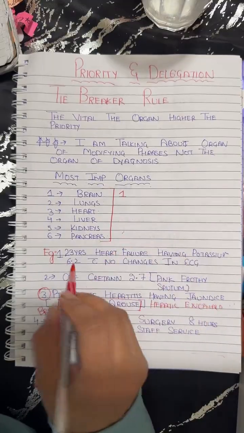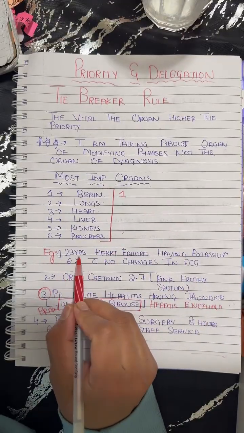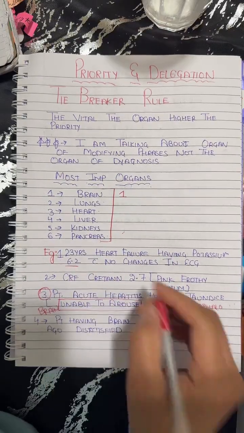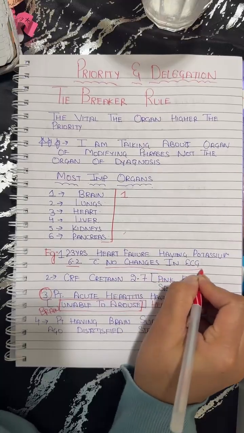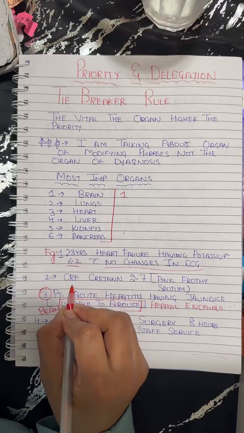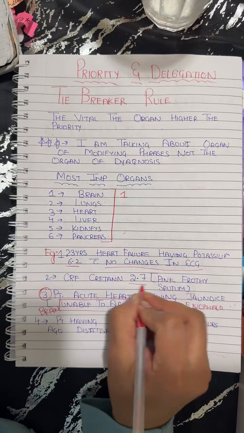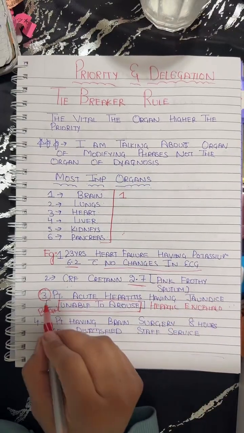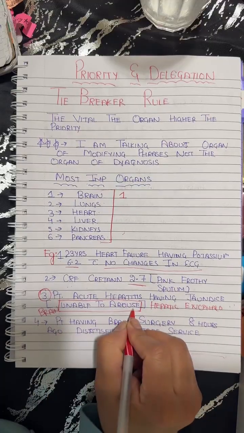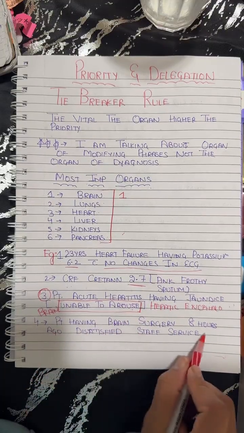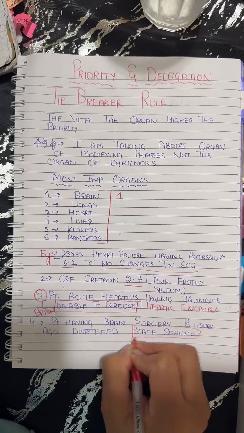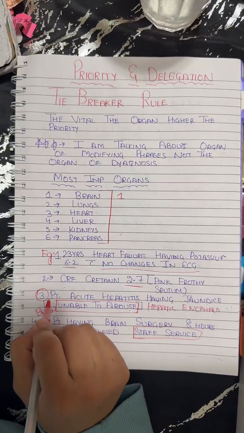We did some examples here. We follow the rule. You have patients: number one, 23 years, heart failure, having potassium 6.2 with no changes in ECG. Always reread the options and reread the question. Number two, CRF, chronic renal failure, creatinine 2.7 and pink frothy sputum. Number three, patient with acute hepatitis having jaundice but unable to arouse. Number four, patient having brain surgery 8 hours ago, dissatisfied with staff service. I don't care. So number three is our answer.